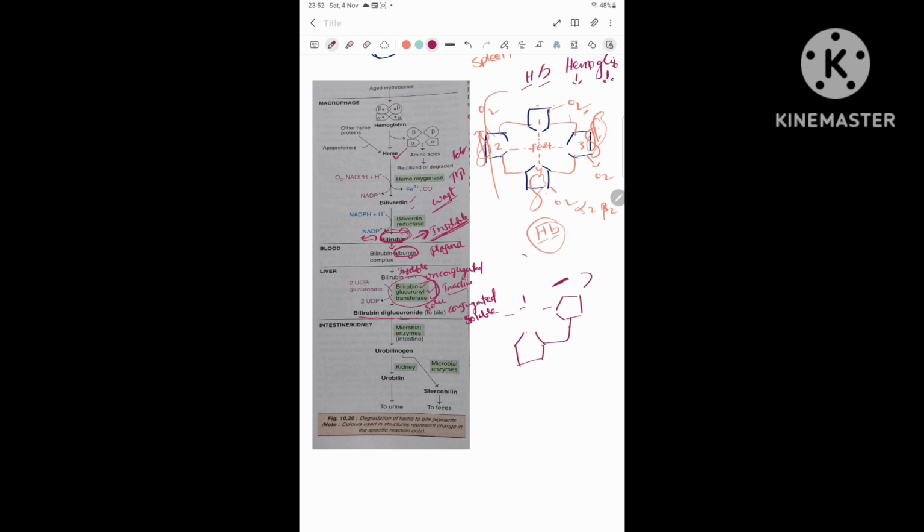So what happens? Bilirubin cannot be converted to bilirubin diglucuronide. For this reaction, 2-UDP glucuronate is required. This 2-UDP glucuronate will be combined with this insoluble bilirubin and converts this insoluble bilirubin into soluble bilirubin in the form of bilirubin diglucuronide. These two glucuronides will be attached to the bilirubin and this bilirubin will get solubilized in the circulation.